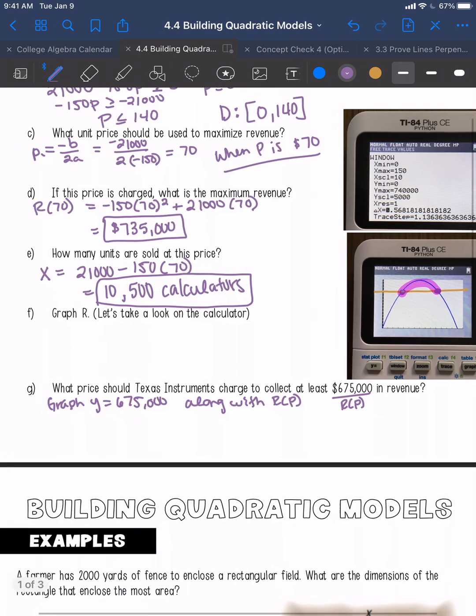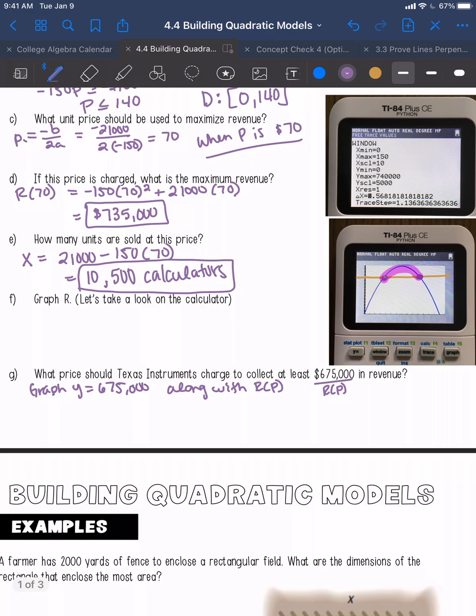So what price should Texas Instruments charge to collect at least $675,000 in revenue? I'm just going to put they should charge between $50 and $90. Okay, so they could charge exactly 50 and they would get exactly 675 as long as they sold that many. And then same thing, they could charge exactly 90 and still reach that $675,000 in revenue.